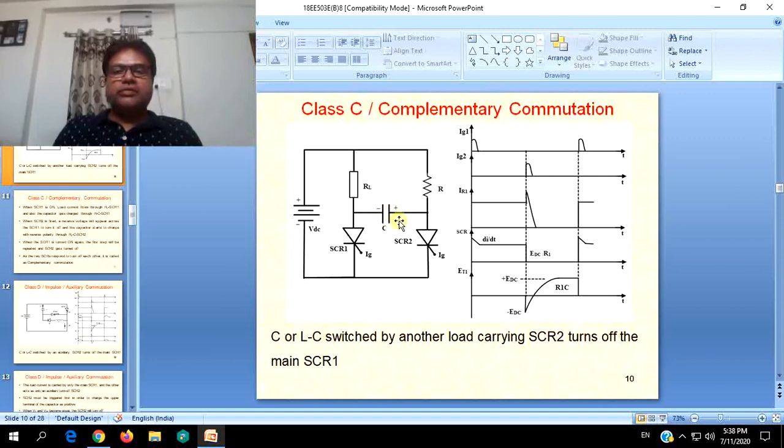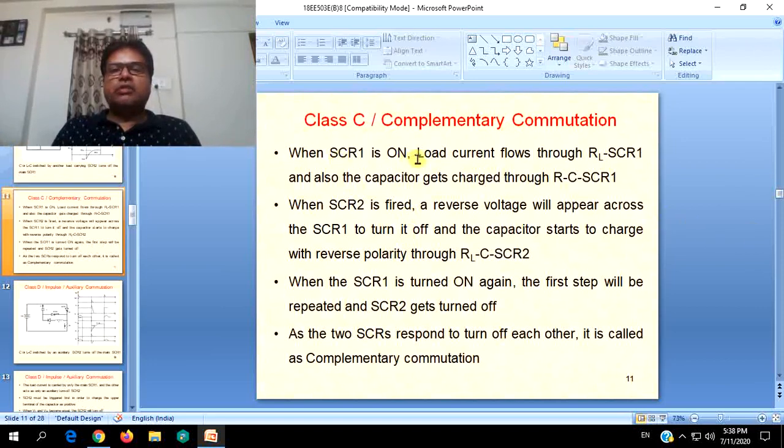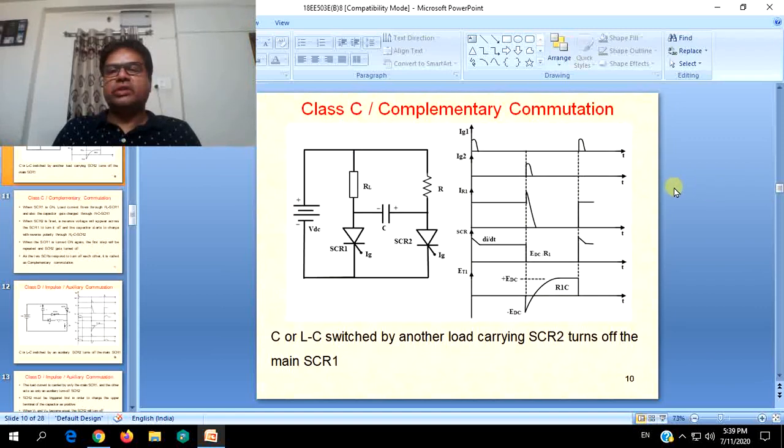Again, in this circuit, either you can use a simple C or LC. This circuit is employing only a simple C, or LC, switched by another load carrying SCR2 or auxiliary SCR2, which turns off the main SCR1. When SCR1 is on, load current flows through the load resistance and the main SCR, and the capacitor also gets charged through another resistance. It is as simple.